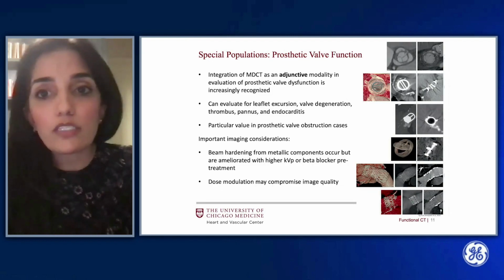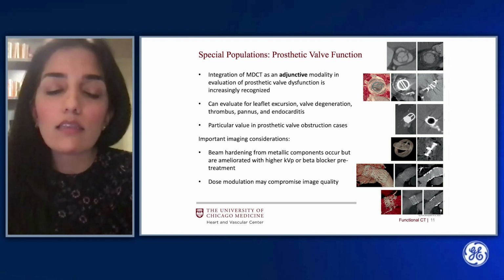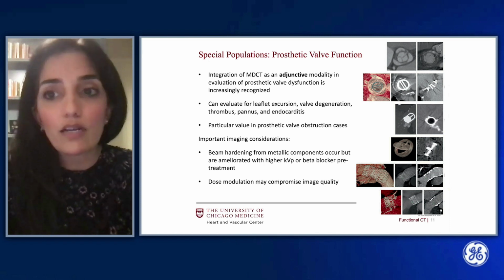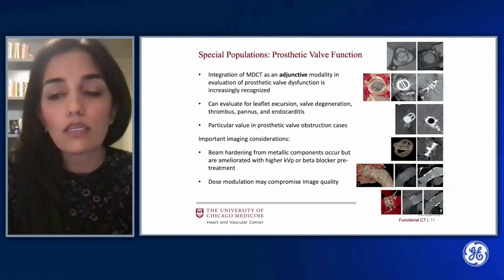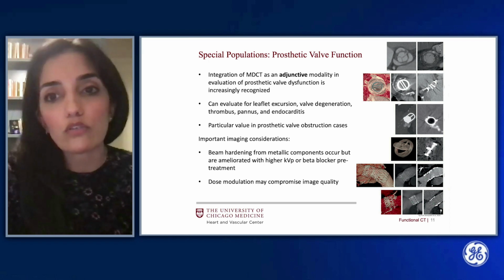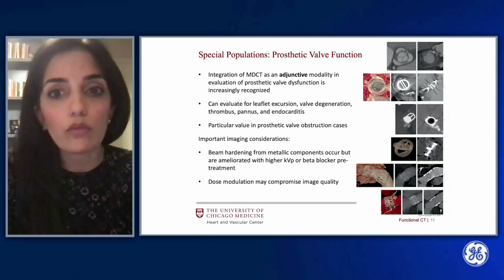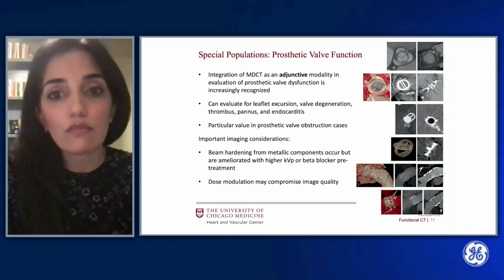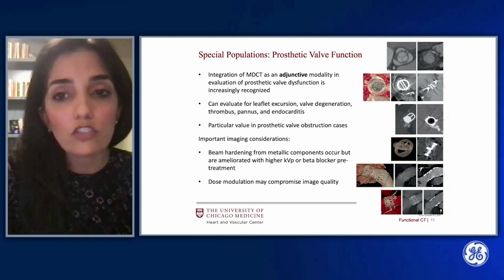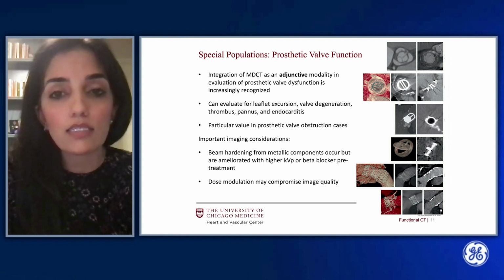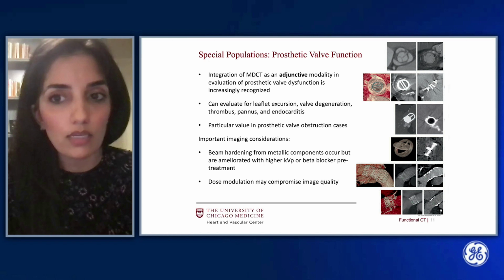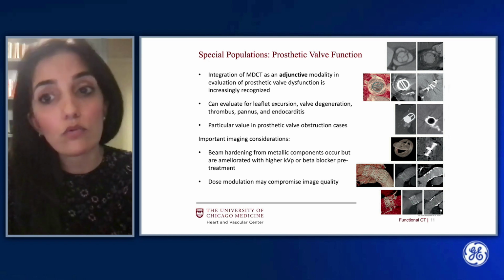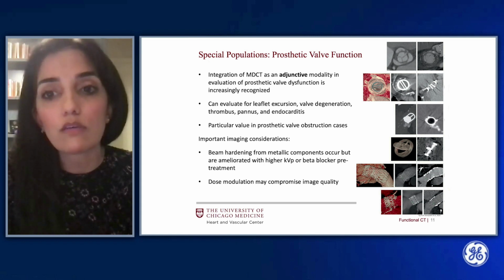The integration of multi-detector CT as an adjunctive modality in the evaluation of prosthetic valve dysfunction is increasingly being recognized. Valve dysfunction is a common clinical scenario, typically characterized by abnormal gradients across a surgical or transcatheter replaced valve with or without symptoms. Advantages of CT include the ability to directly visualize leaflet excursion, detect evidence of valve degeneration, differentiate thrombus from pannus, and detect endocarditis and its complications, which is of particular value in prosthetic valve obstruction cases when echo may be suboptimal or inconclusive.